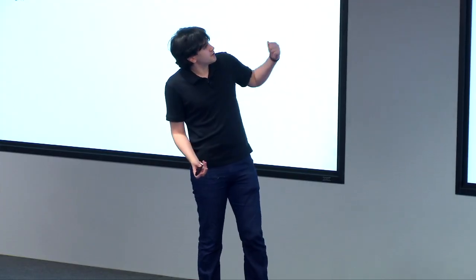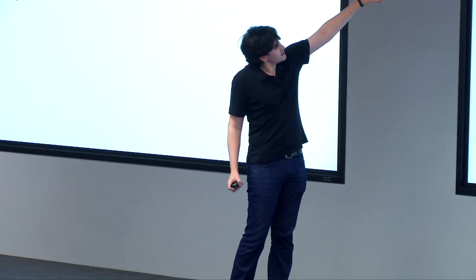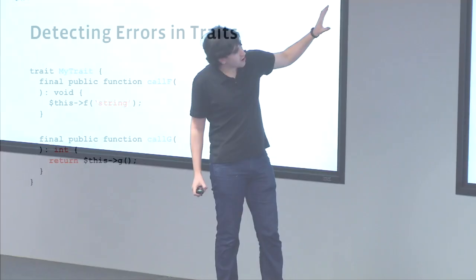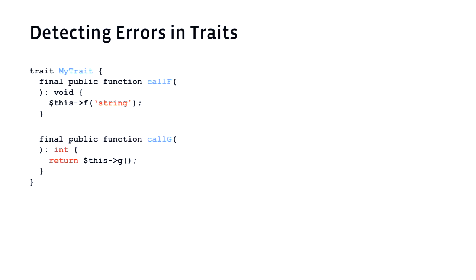If you have a trait definition, like the one you have behind me, it's very hard to look at that trait definition and see whether there's an error in it. Here we have a trait MyTrait. It has a function callf and a function callg, and you might be surprised to learn that callf calls the f function and callg calls the g function. When you're looking at this, it's hard to say anything about what this is because you don't know what $this is, and you don't know what the use sites of the trait are.